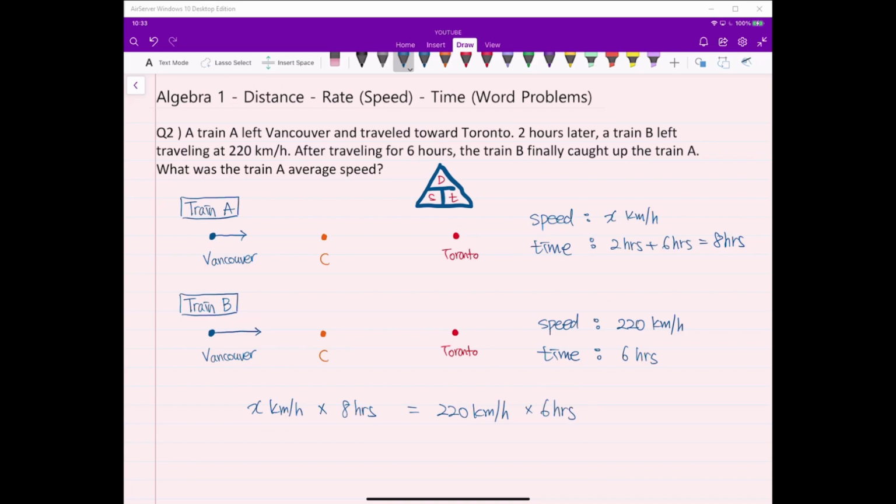And we can solve for x by dividing both sides of the equation by 8. That'll give you 165 km per hour.